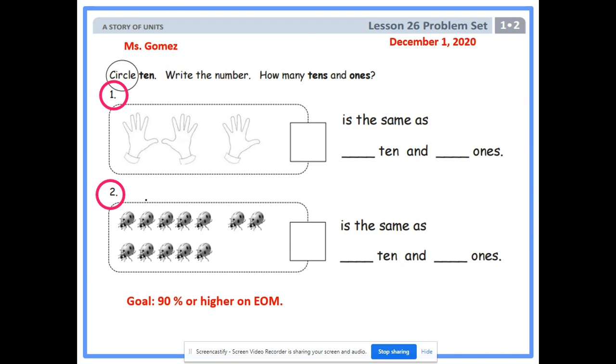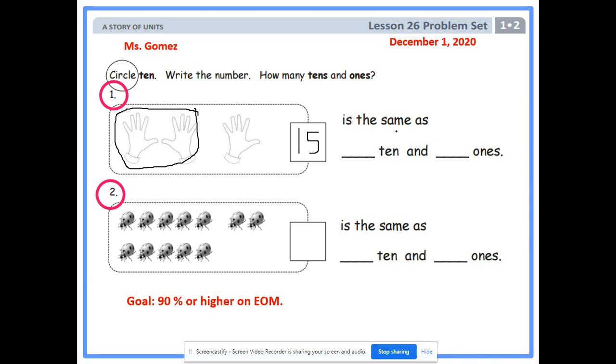So let's circle 10. Look at these hands. We know that with 2 hands, we have 10 fingers. So we circled 10. Everybody should be circling these two hands. And now we have to write the total number of fingers. So we know we already have 10. We don't have to count one by one each finger. We have 10, and let's count on 11, 12, 13, 14, 15. So how many fingers do we have? Get ready. Yes, 15. Go ahead and write 15.